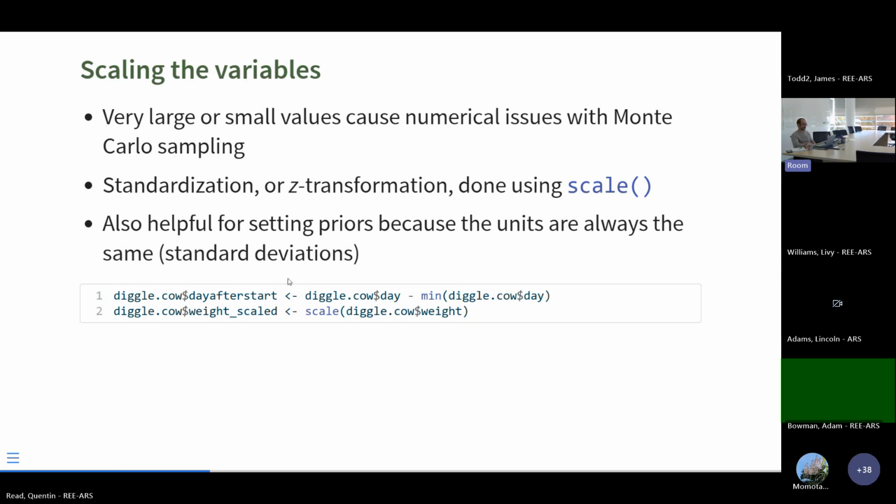Well, we're going to do this. The day column begins with 100 something, so I'm going to subtract off the minimum so that the day column begins with 0, so just days since the start of the experiment. For some reason, it doesn't start at day 0. I guess the cows were 100 days old or something when the experiment started. So I'm just going to subtract off the minimum there. And then I'm going to use the scale function to z-transform or standardize the weight variable, which means we are going to rescale it so that the mean is 0 and the standard deviation is 1, so that everything is in standard deviation units.